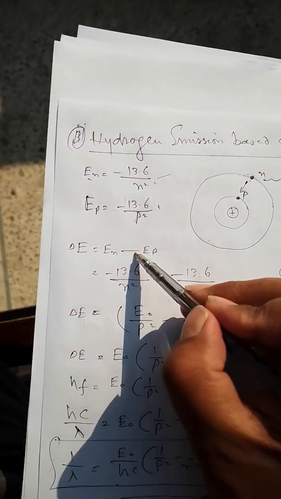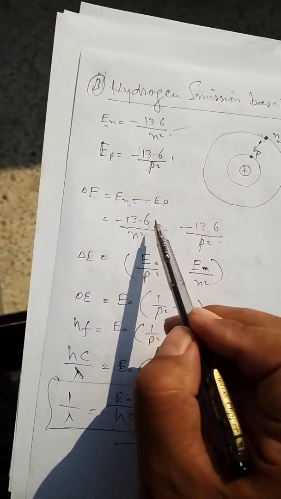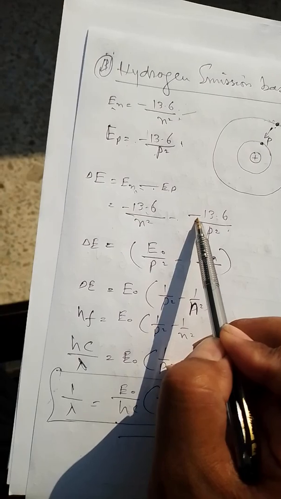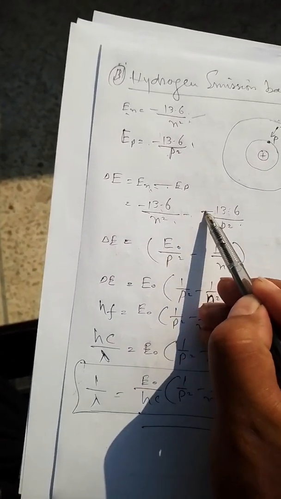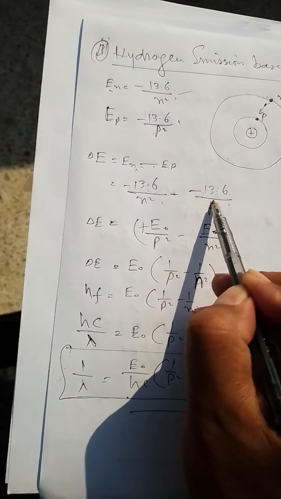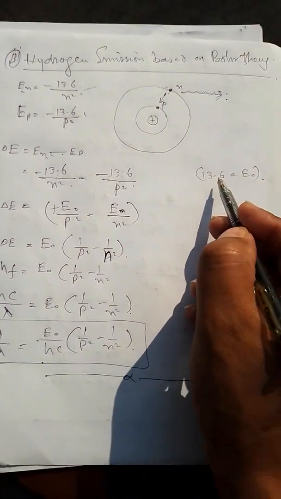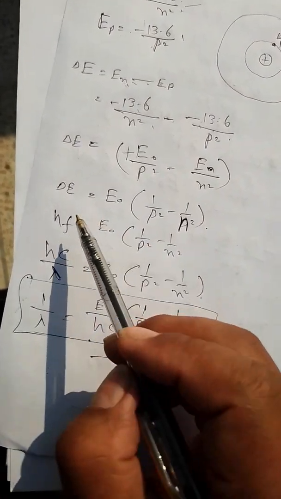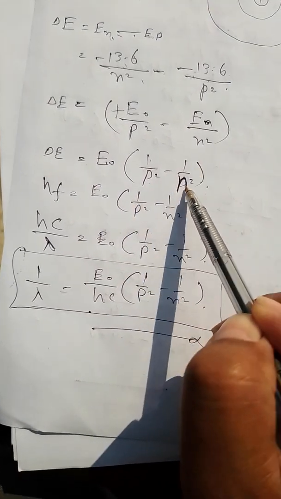So the difference of the energies is actually the energy of the photon. Putting these values, we can write En is equal to 13.6 divided by n square minus 13.6 divided by p square. It is actually the difference of the energies. Minus multiplied by minus becomes positive, and we can write positive here. As we know that 13.6 is equal to E naught, a constant value, we can write that delta E is equal to E naught, taking E naught common outside of the bracket, 1 over p square minus 1 over n square.